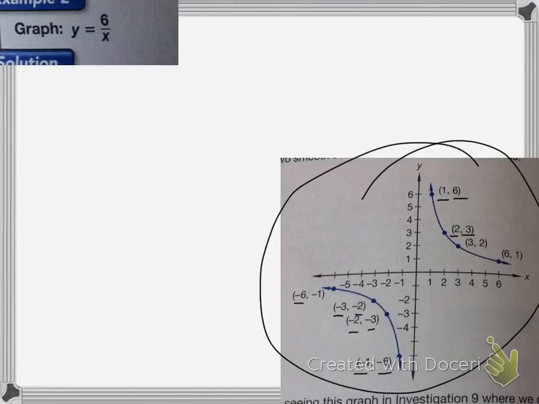So this graph has two arcs that will never cross. Okay, and that's it for this lesson.